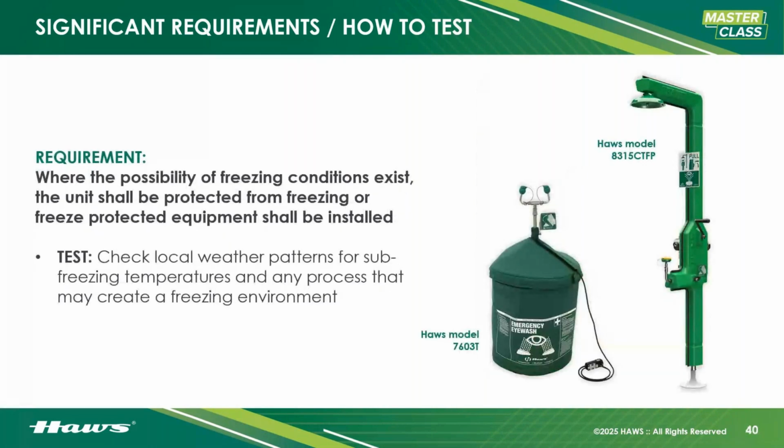Where the possibility of freezing conditions exist, you have to have freeze protected equipment in place, like you see on the right. The 7603T there is a portable heated solution, good down to negative 20 degrees Fahrenheit, negative 30 degrees Celsius for my homies up north. The model on the right is plumbed, right? So you're going to see plumbed equipment like that outdoors as well. CTFD models, which are cable trace freeze protected, ensure that the heated line inside of both of these is preventing freezing down to extreme temperatures. So you have to have something like that in place.